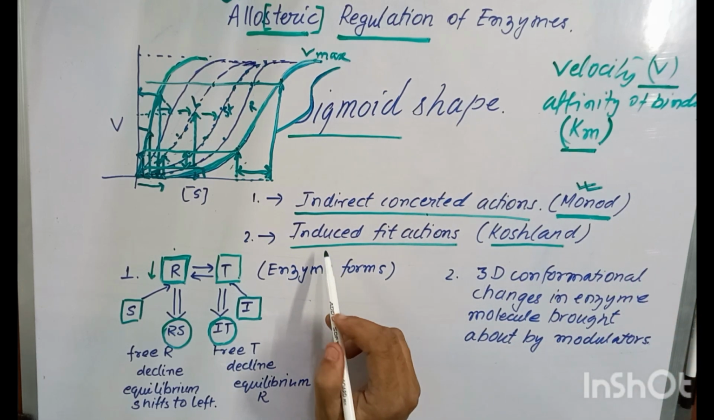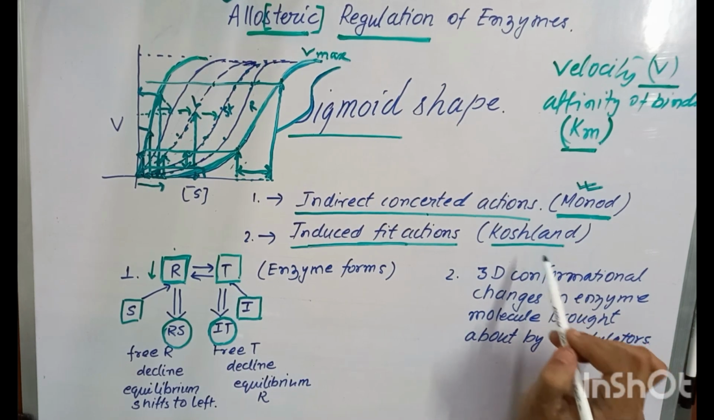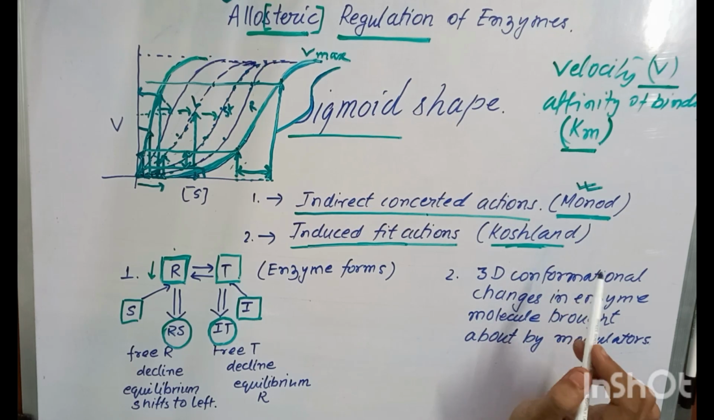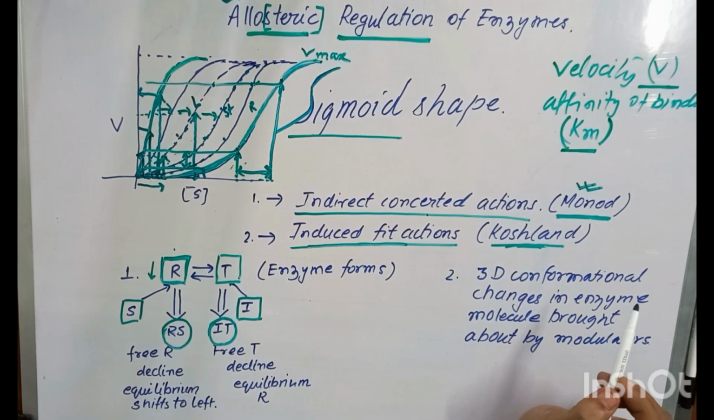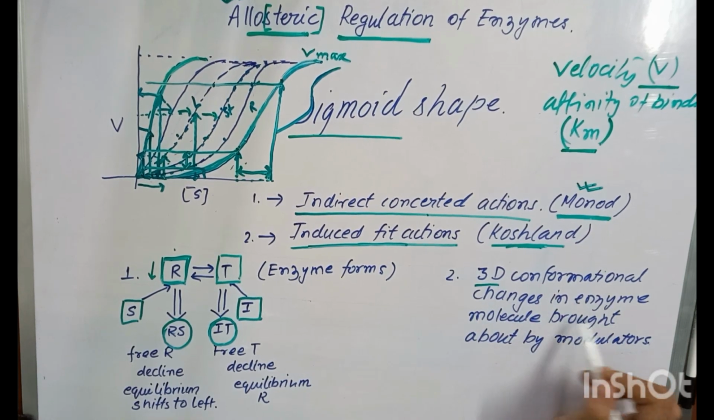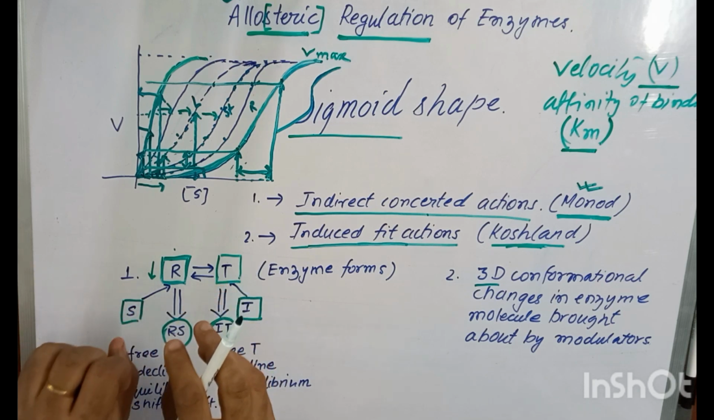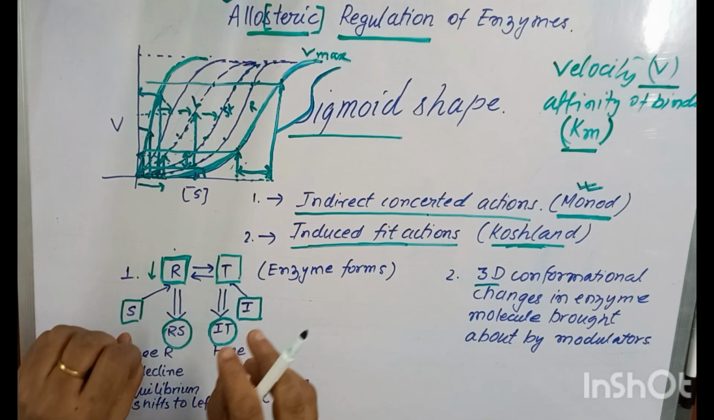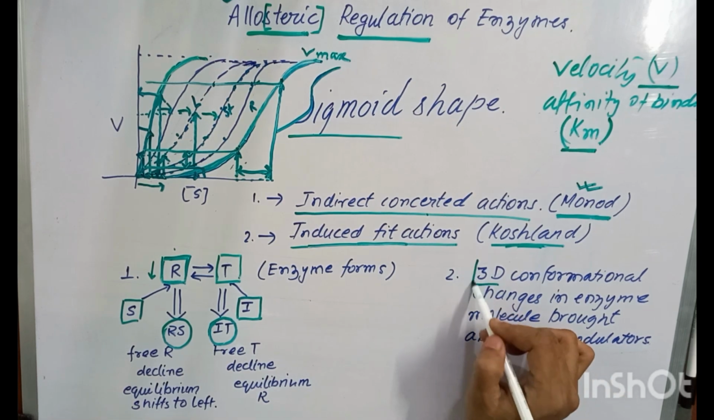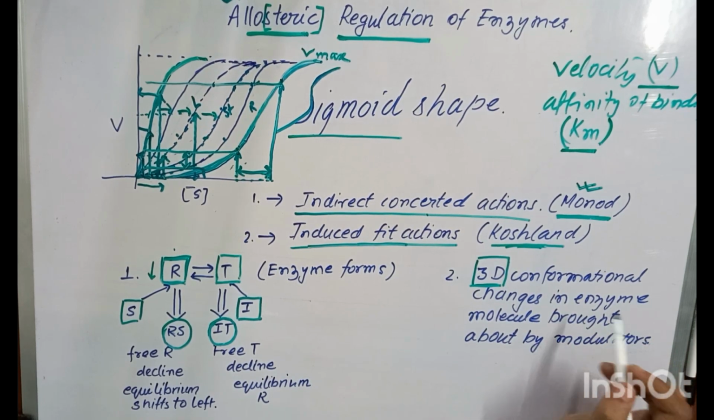The other model is the induced fit model, the model of Koshland, which says that when allosteric regulation of an enzyme takes place, there are 3D conformational changes in the enzyme. Instead of having two different forms of enzyme which bind to activators and inhibitors, this model proposes there are different three-dimensional conformational changes in the enzyme.